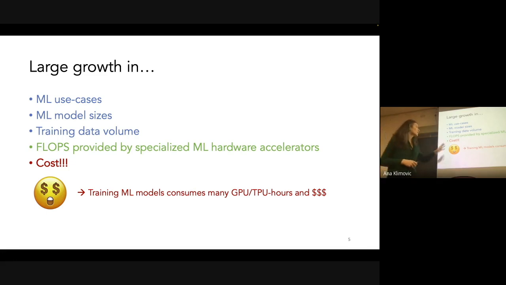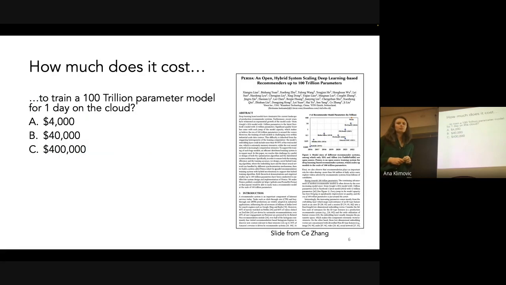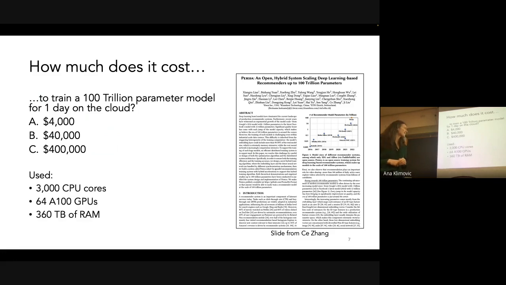Training these machine learning models requires many GPU and TPU hours, which translates into high cost. This is a slide from a colleague of mine, Zurich, at ETH. This is a project they did where they trained a 100 trillion parameter model for 1 day in Google Cloud. I'm wondering what you think this cost. As a hint, they used 3,000 CPU cores, 64 A100 GPUs, and 360 terabytes of RAM for 1 day.